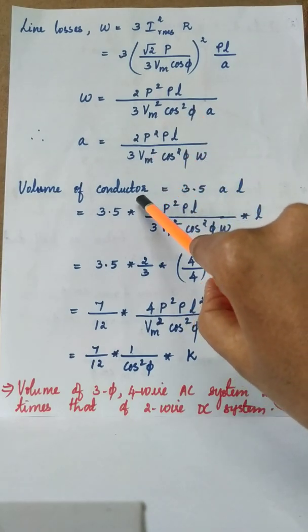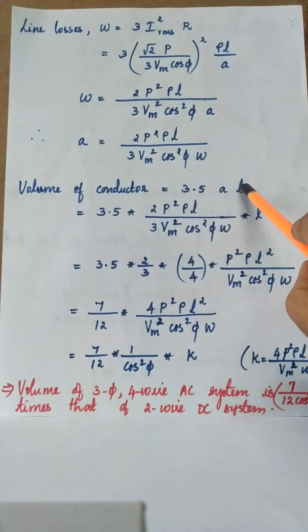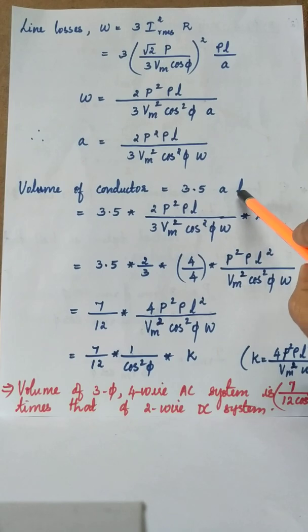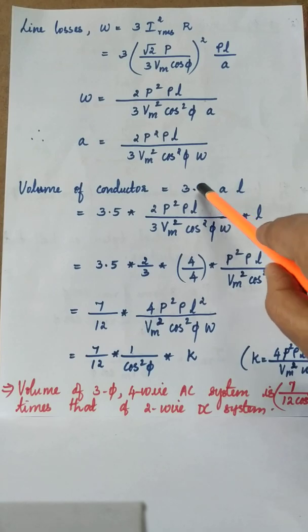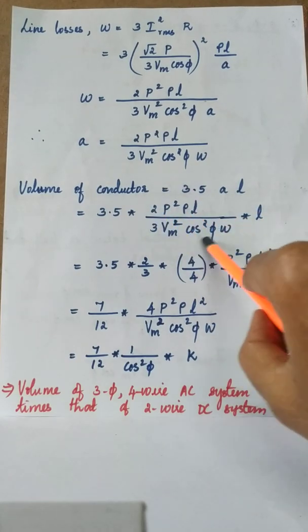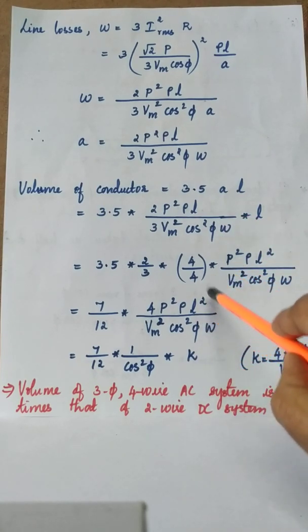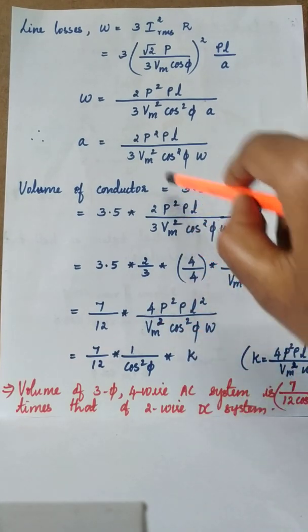After that, find out the volume of the conductor. Volume of conductor is equal to 3.5 into A into L. A into L is the volume of one conductor. We have 3 line conductors R, Y, B, which is 3 into AL, and we have one neutral wire whose cross section is half that of the line conductors. That's why we have taken it as 3.5 A into L. Now substitute for A. Our aim is to compare the volume with respect to the volume of a two-wire DC system, so we are trying to get the expression in terms of K. So what is K?